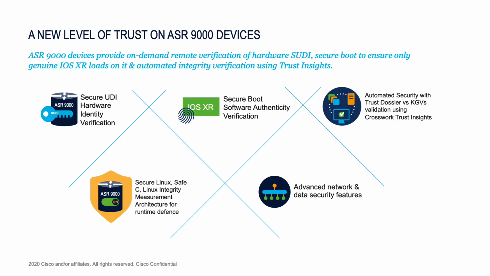We also understood how iOS XR is built using secure Linux. It uses SafeC. We also have integrated Linux IMA into iOS XR's architecture, and we provide industry-leading security features for data encryption and routing protocol security on your ASR 9000 device. So given all this, I'm sure you believe that we have achieved a new level of trust on the ASR 9000 devices that help you build networks more securely than ever before.